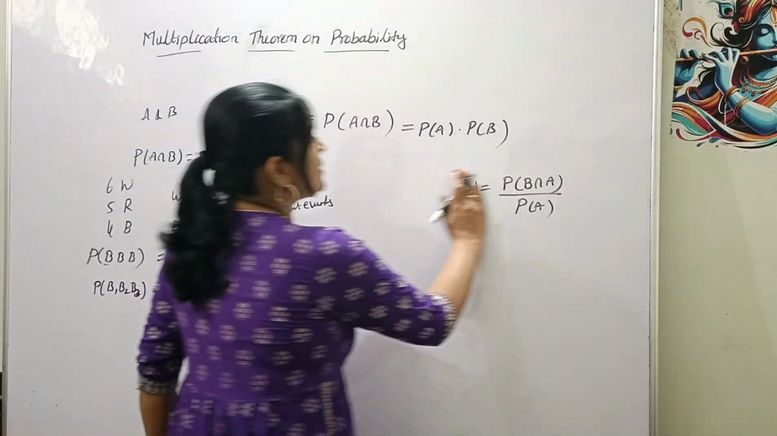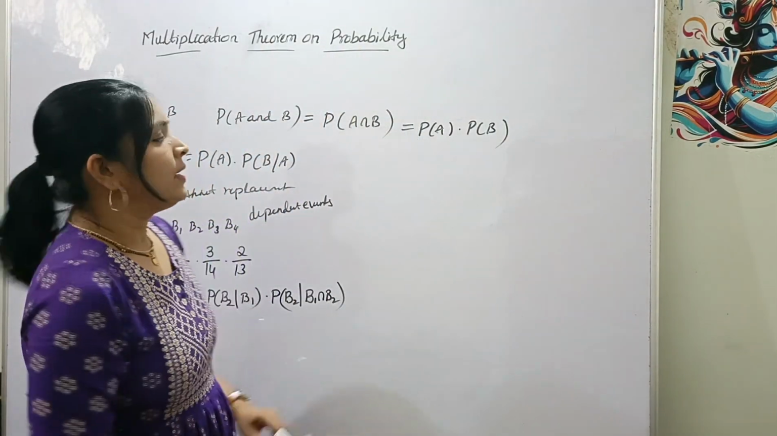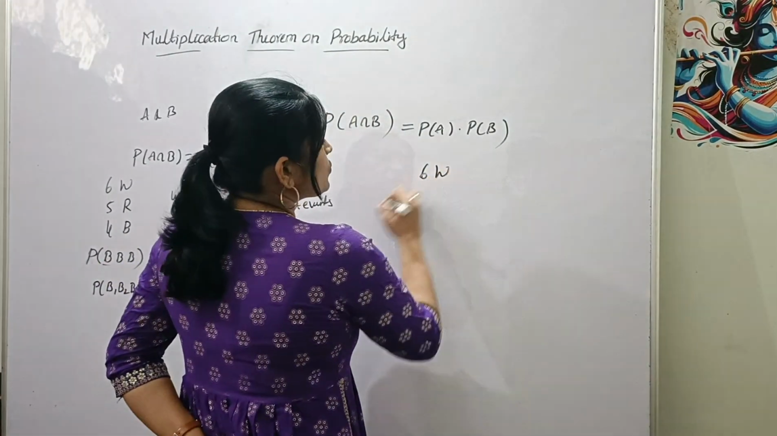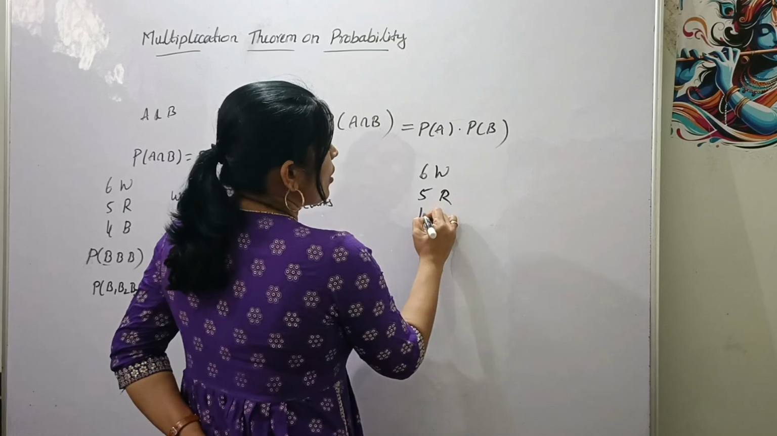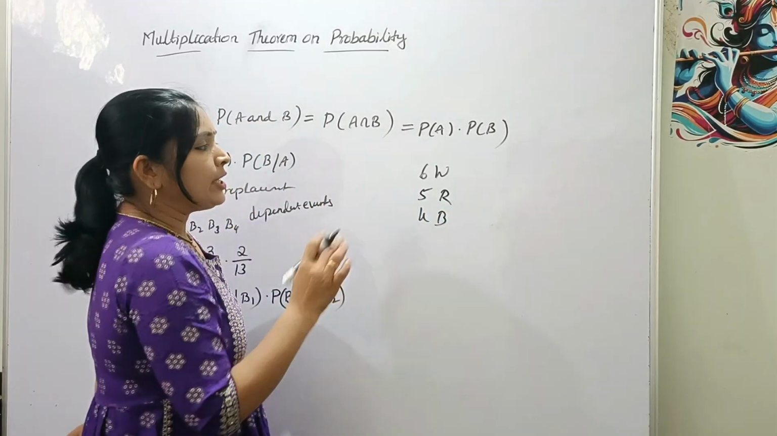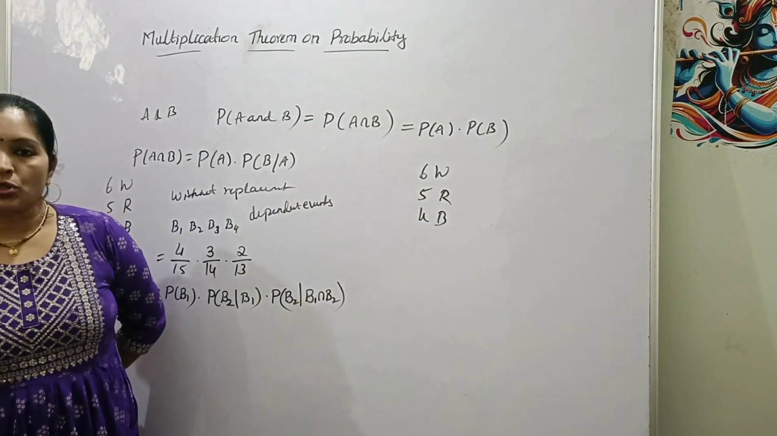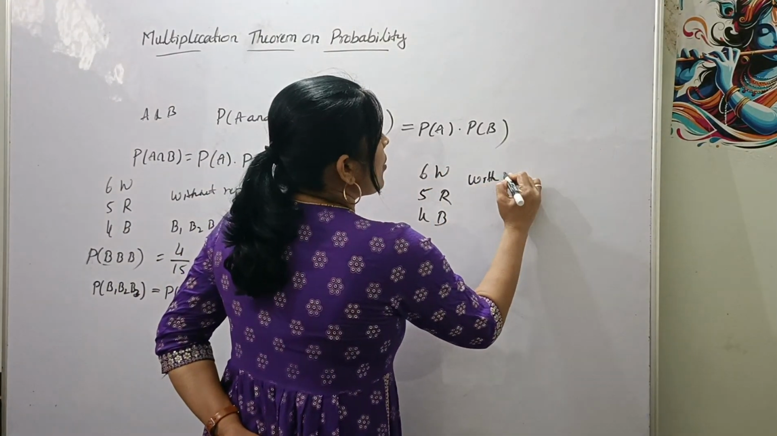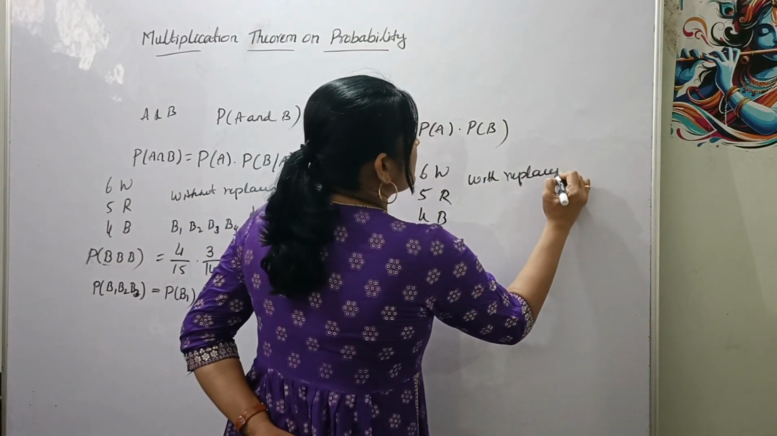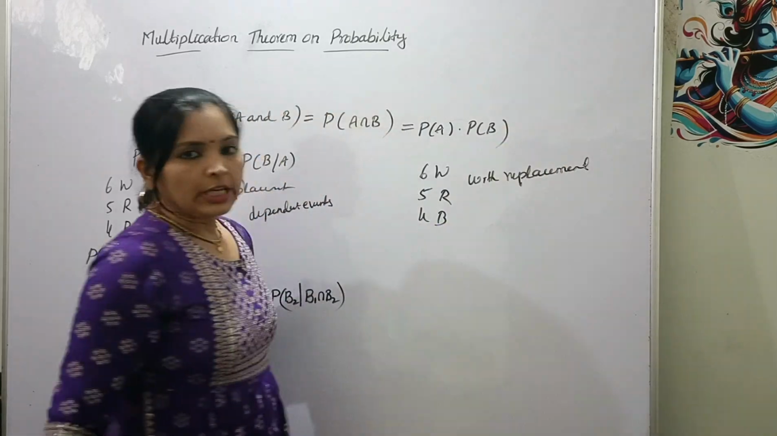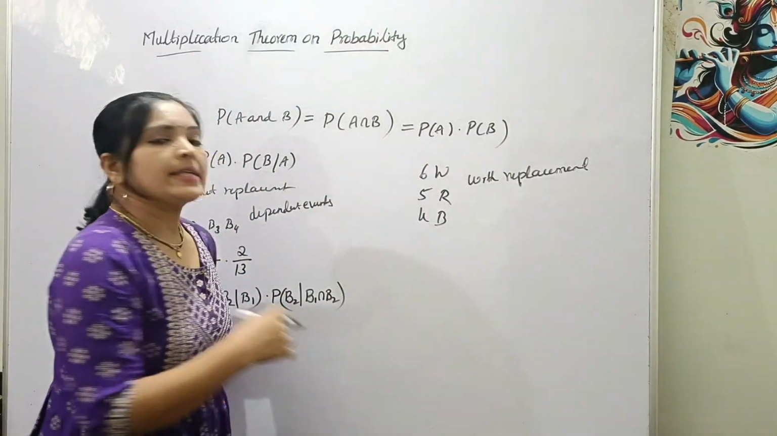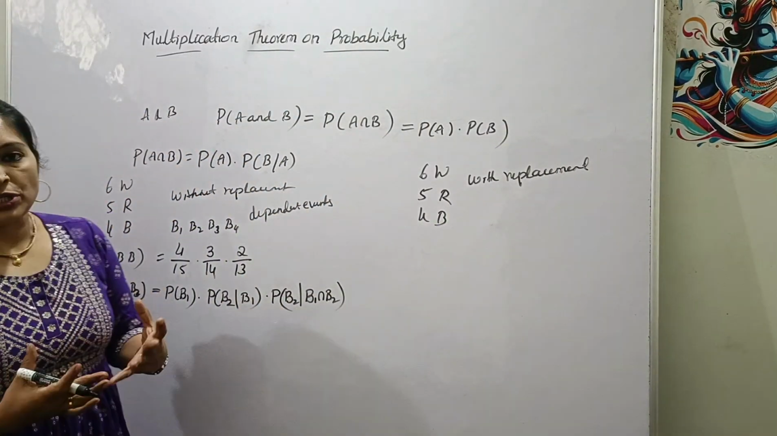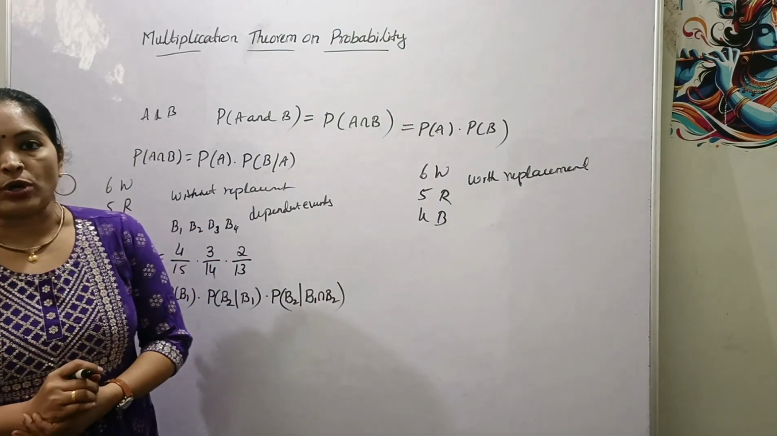So, next, let's take the same example. A bag contains 6 white balls, 5 red balls, 4 black balls. Here also 3 balls are drawn at random, but with replacement. Now, same question: what is the probability that 3 black balls are drawn?